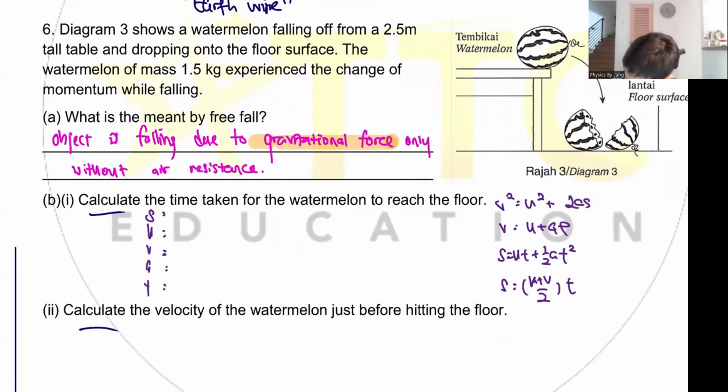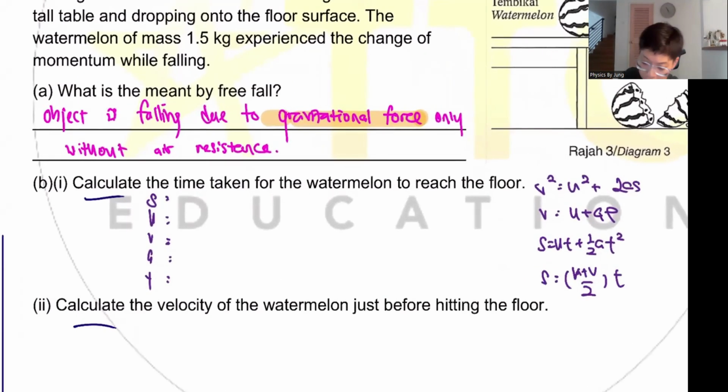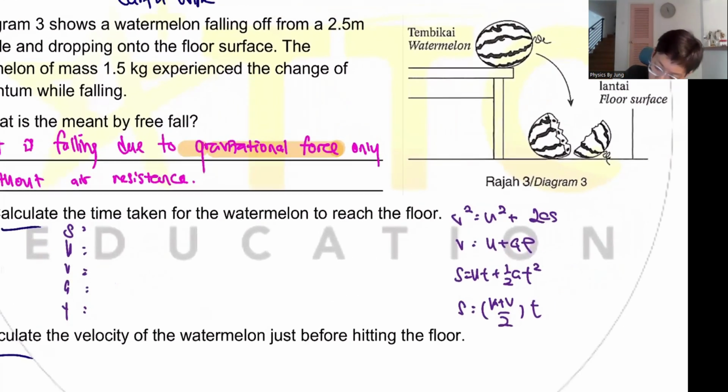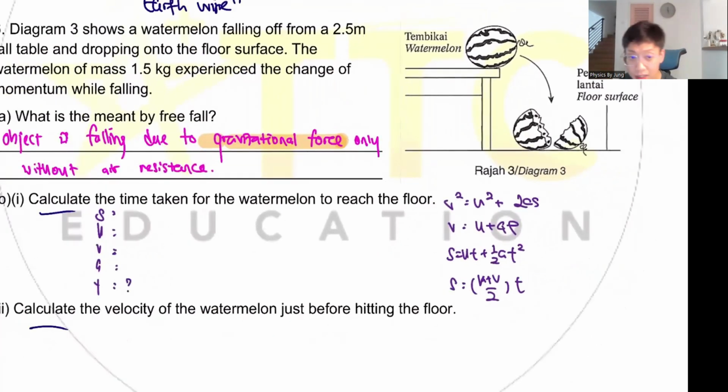Now what we're going to do is check. I want to find the time taken for the watermelon to reach the frog, so the time taken is unknown. I will always write unknown for the thing I want to calculate. 2.5 meters is my displacement, S stands for displacement. When it falls, my initial velocity is 0, U stands for initial velocity. What other things do I have?